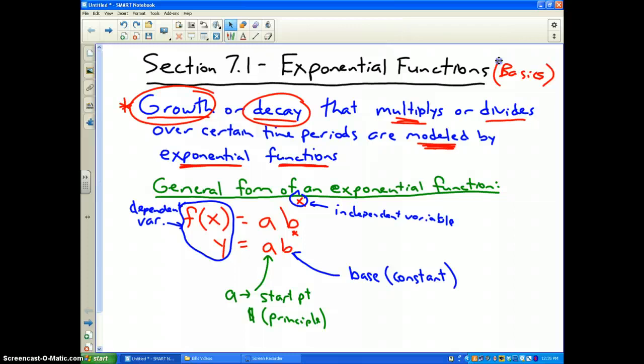A and B are usually filled in numbers that have to do somewhat with the problem that you're dealing with. B is a lot of times a percentage. A lot of times the B value is going to be a percentage, which you're going to see lots of examples as we go through this unit.